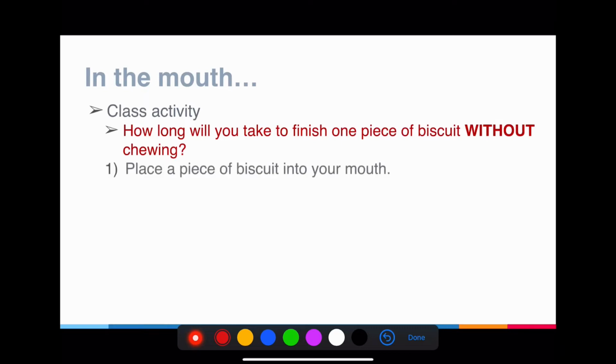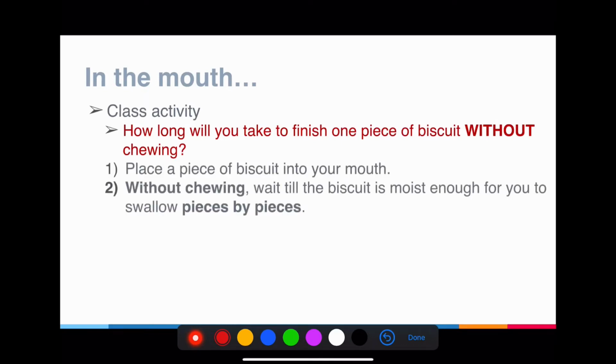Okay. When you place it into your mouth, this is what I want you to do. I don't want you to chew the biscuit. I want you to wait until the biscuit is moist enough for you to swallow it.